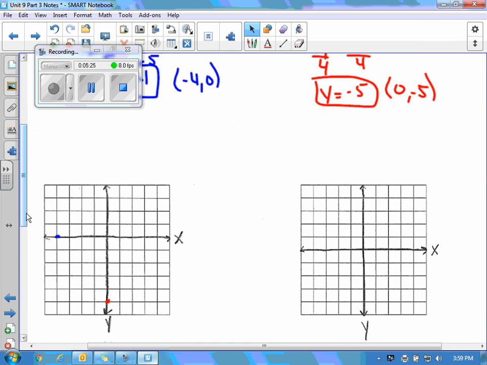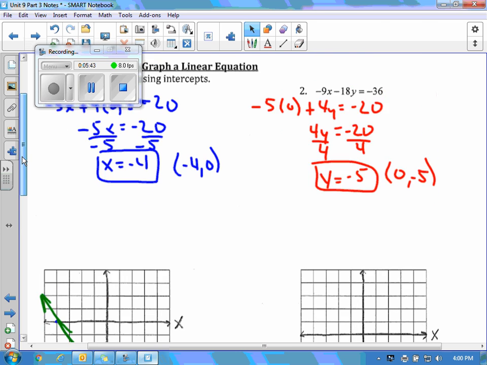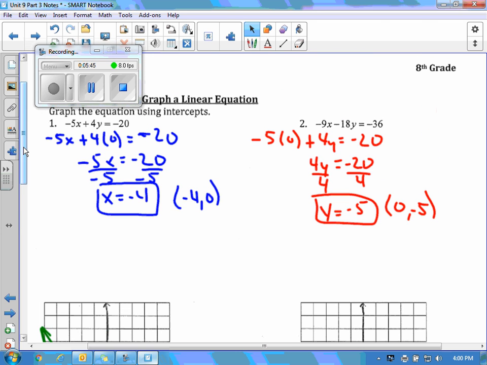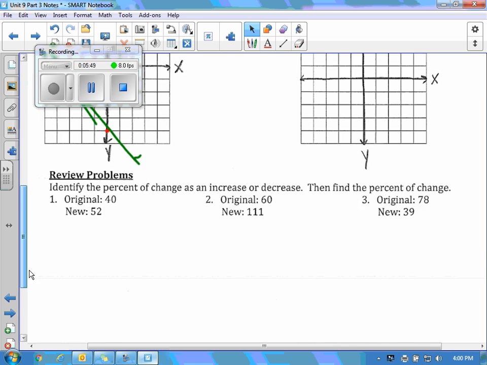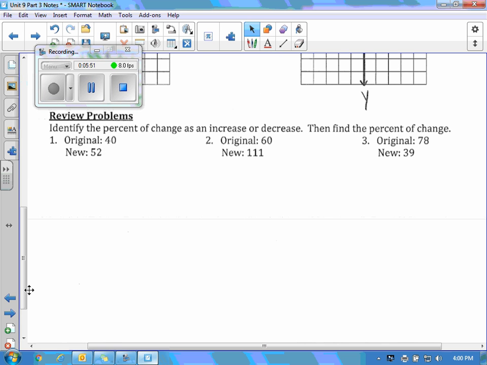Then just like we did in part 2, I need to connect these. That is not a very straight line, but I go through the points and put arrows, because they're linear equations, so they're going to go on. That's a terrible line, but you get it. Alright, I'm going to let you guys try number 2. Follow the same steps I did: find your x-intercept, find your y-intercept, and then plot them and draw a line through them. And at the bottom is just a percent of change review problem.